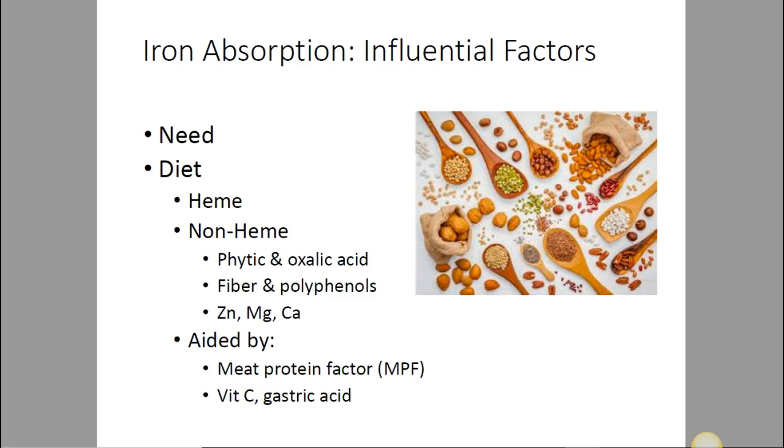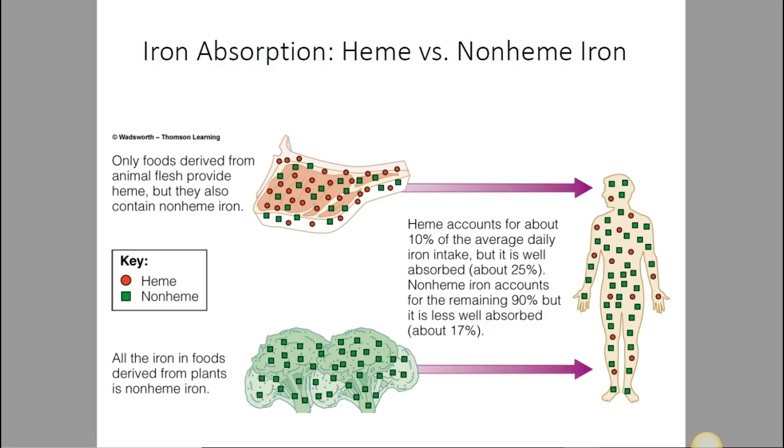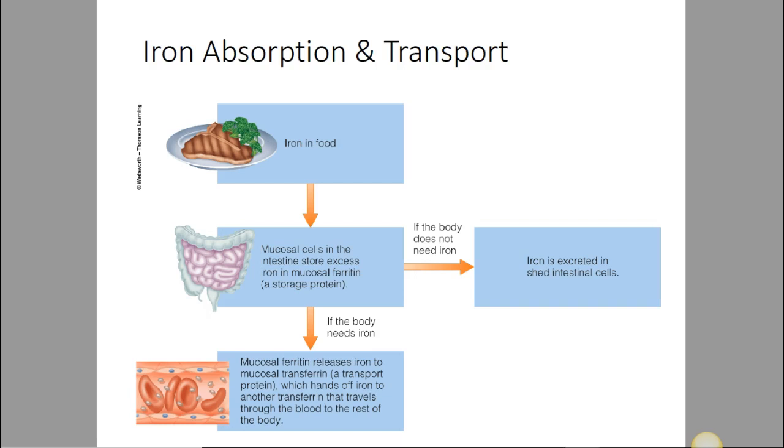Vitamin C also increases absorption of that non-heme iron, so it's a good thing to remember to consume vitamin C containing foods along with your iron sources, and adequate levels of gastric acid will also enhance iron absorption. Sorry, the slide jumped there. This is just another slide that demonstrates heme versus non-heme iron in a more visual way.